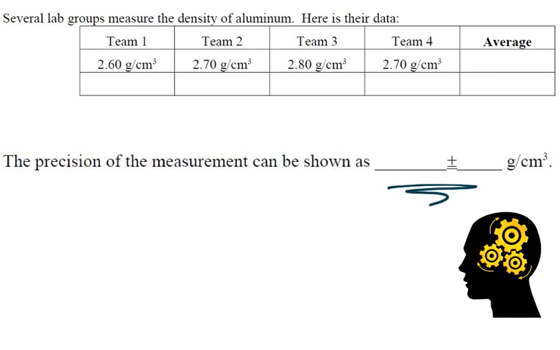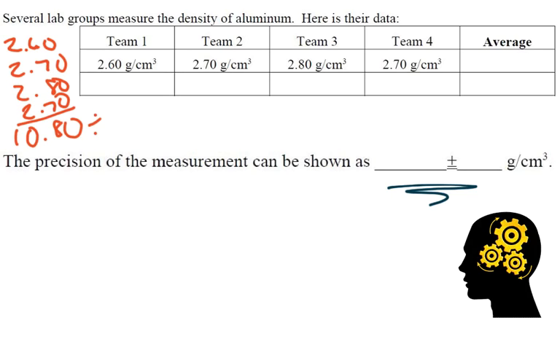Okay, first thing I'm going to average these numbers. 2.60, 2.70, 2.80, 2.70, and that comes out to be 10.8 divided by 4, that comes out to be 2.70. So my average value is 2.70.